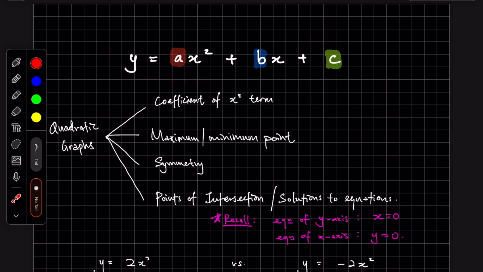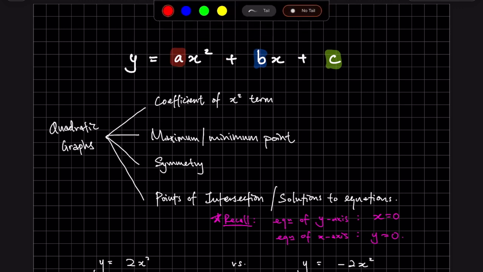Now I want to talk a bit about what we are going to go through today and the things that I'm going to cover. Then we're going to dive into some content, and then one very complete example of most of the concepts that you can be tested on related to quadratic graphs. So the breakdown is as such. First, we're going to talk about the coefficient of your x squared term and what it means. Next is your maximum and minimum point.